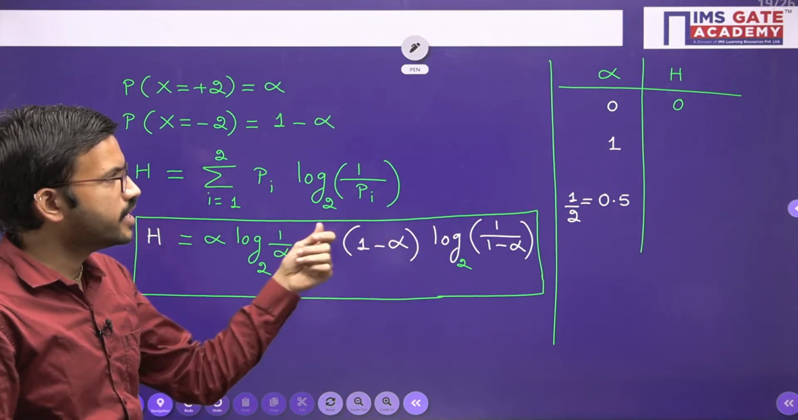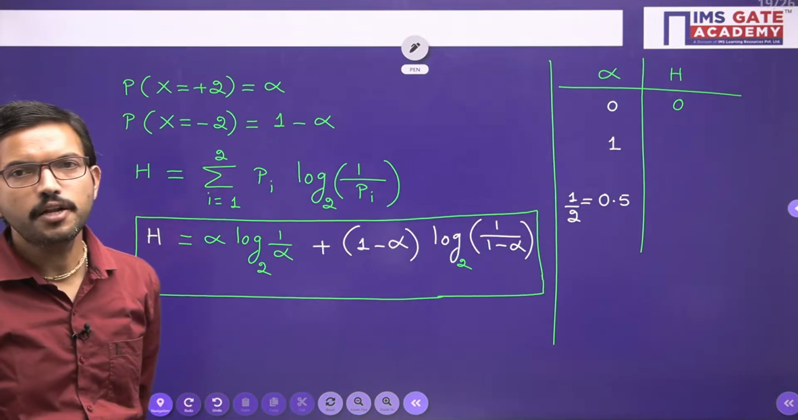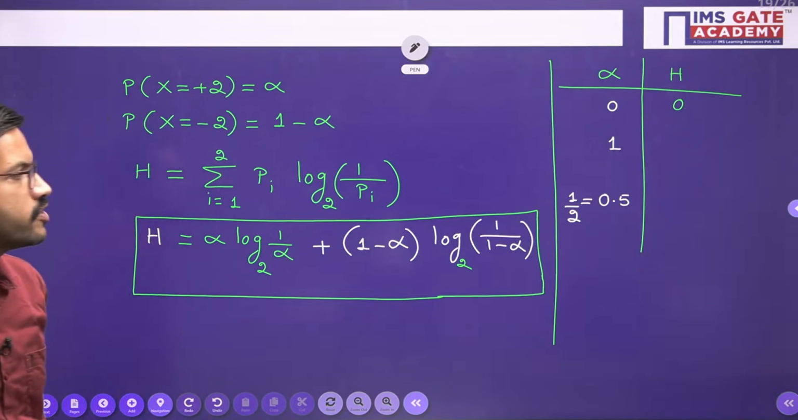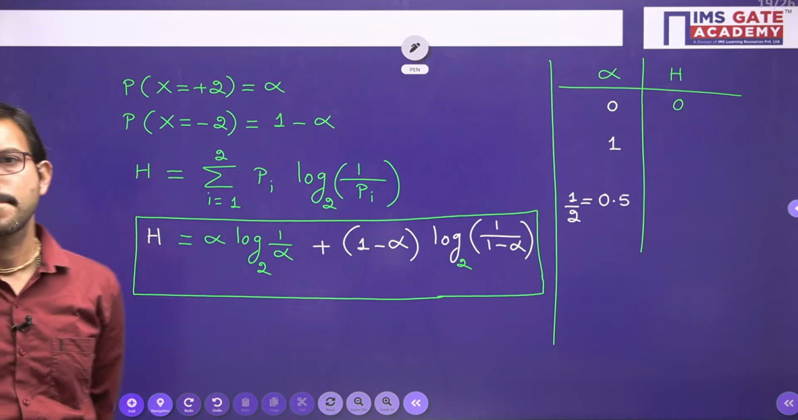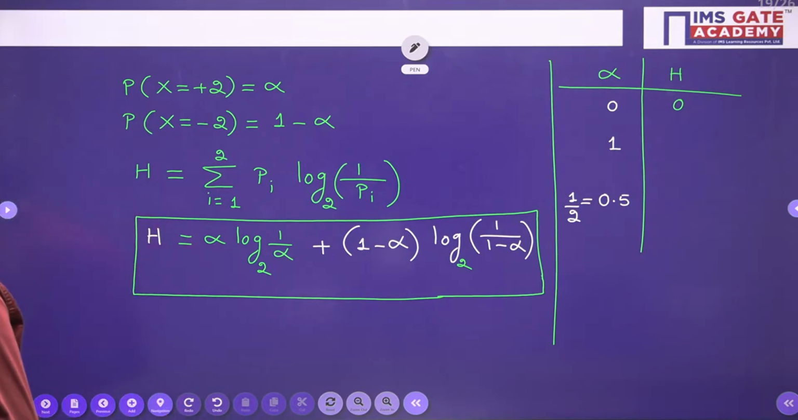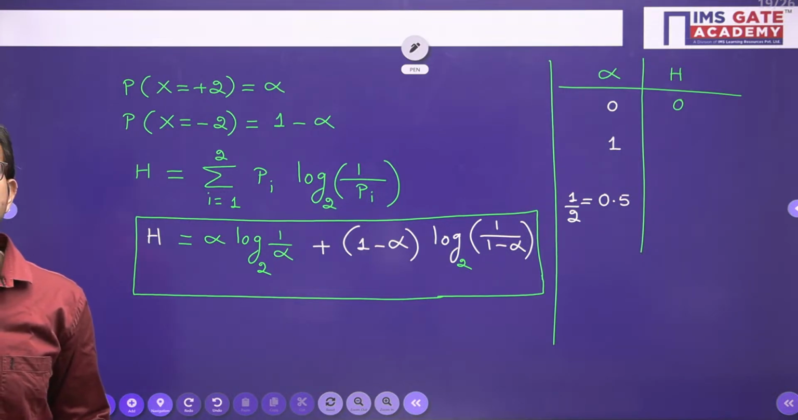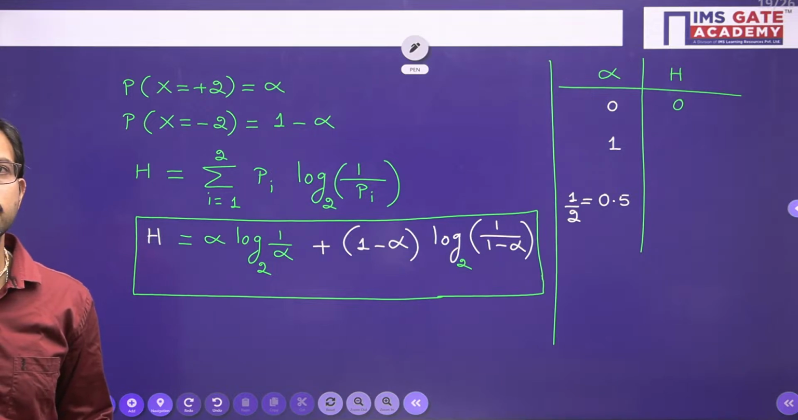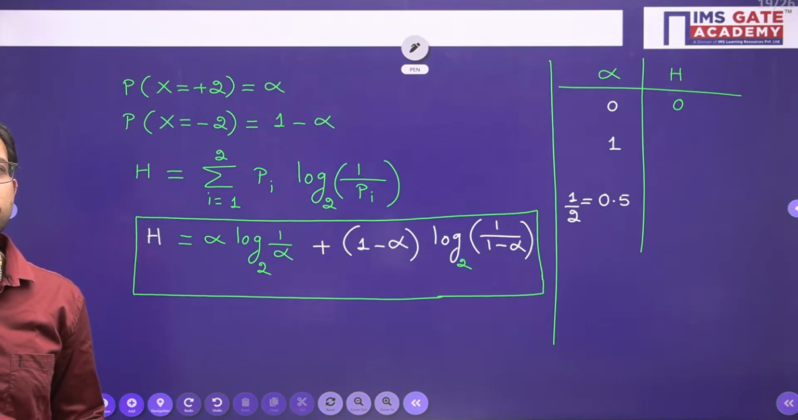With this understanding, give a try for alpha equal to 1 and similarly alpha equal to 0.5. Manoj, what is the answer?